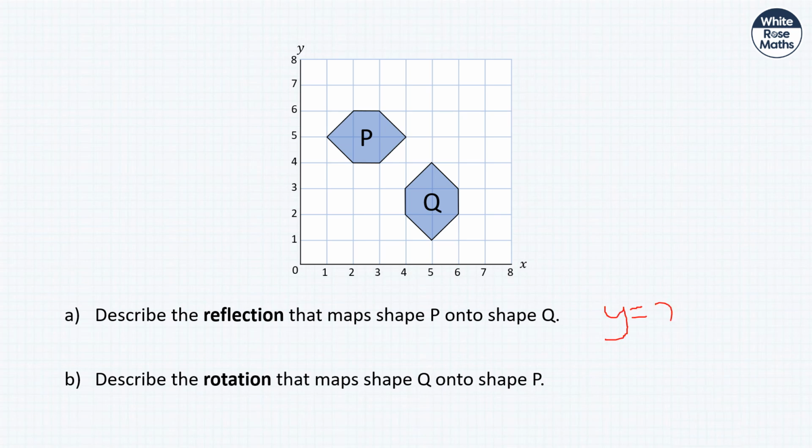Okay, so it's a diagonal reflection. Okay, and it's a reflection in the line y is equal to x. Okay, so remember this is my line y equals x.